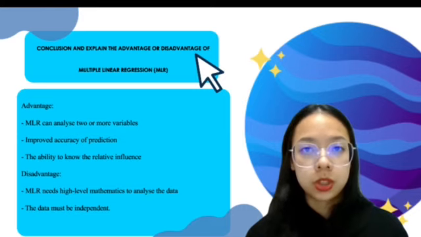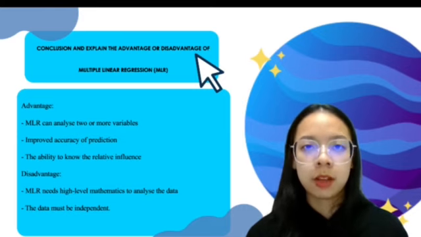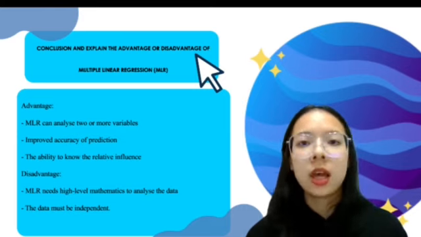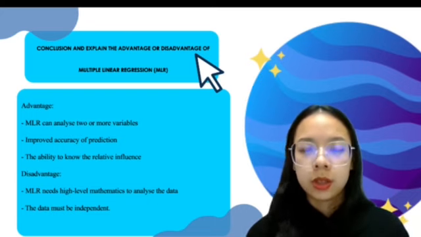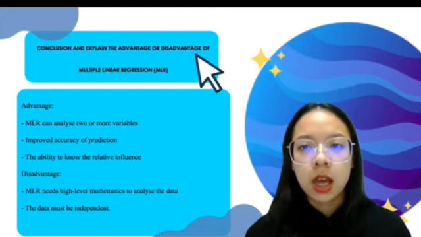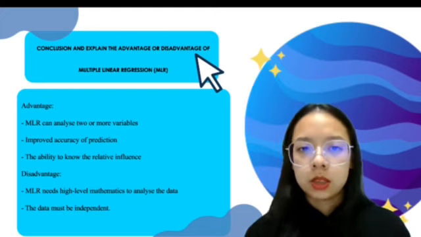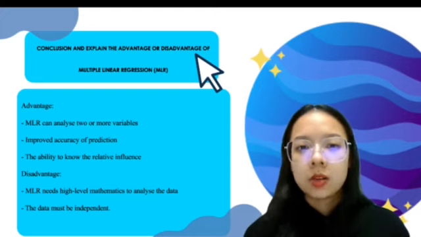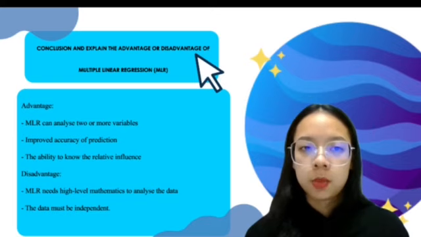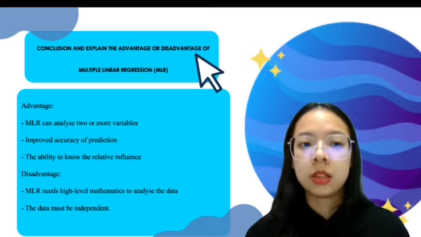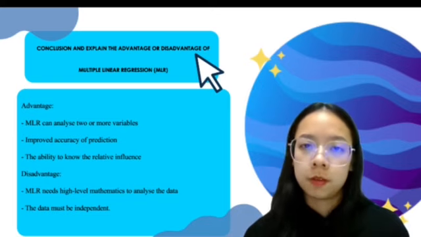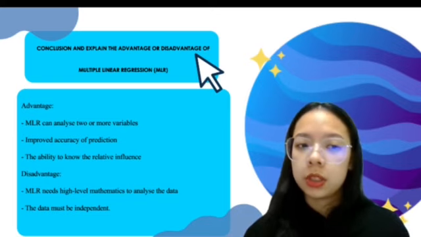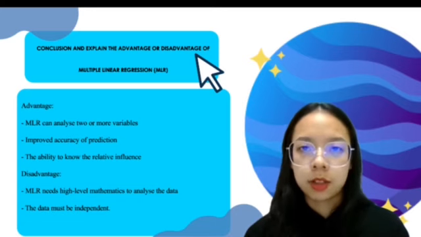I will talk about the conclusion and explain the advantages and disadvantages of multiple linear regression, which is MLR. For the advantages, the first advantage is MLR can analyze two or more variables. The second advantage is MLR can improve accuracy of prediction. It allows the researcher to test numerous independent variables, which helps to explain different things regarding the dependent variable. The third advantage of MLR is the ability to know the relative influence of one or more independent variables on the dependent variable. There are also some disadvantages for MLR.